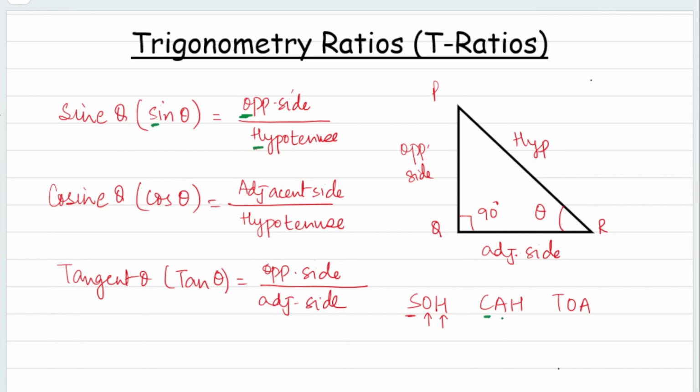This cos is the ratio of adjacent to hypotenuse. So look here, cos is the ratio of adjacent to hypotenuse. And in the last, this tan is the ratio of opposite to adjacent side. So sine is the ratio of opposite to hypotenuse, cos adjacent to hypotenuse, and tan opposite to adjacent side. So SOH CAH TOA, you remember this phrase and you will never forget any of the trigonometric ratios. These were my three main primary ratios.